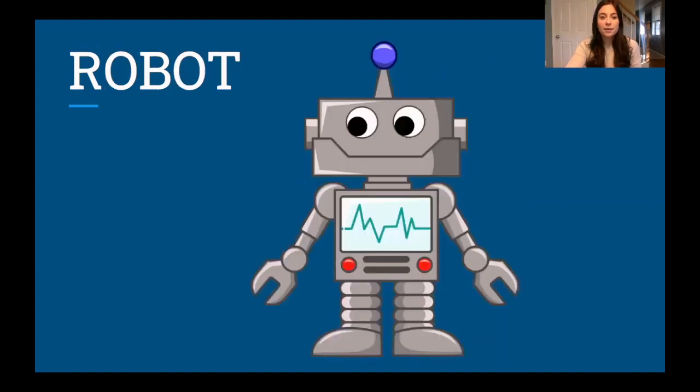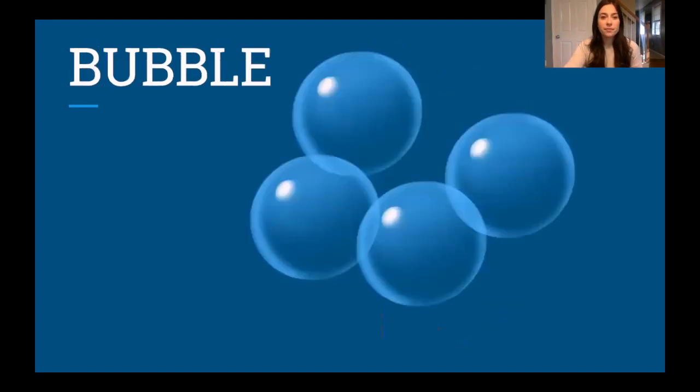Robot. You can see my lips coming together for the B in the middle of the word. Robot. And this one I put in here on purpose because it has a B sound in the beginning and in the middle of the word. So for this one, your lips will start together and they'll come back together in the middle of the word too. Bubble.